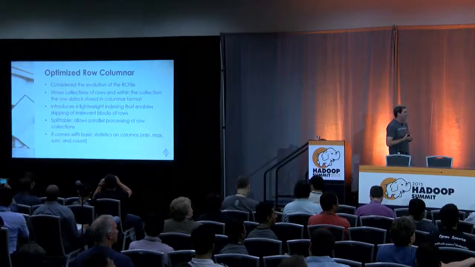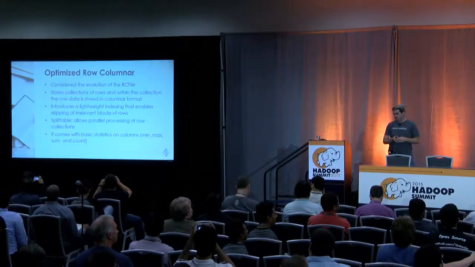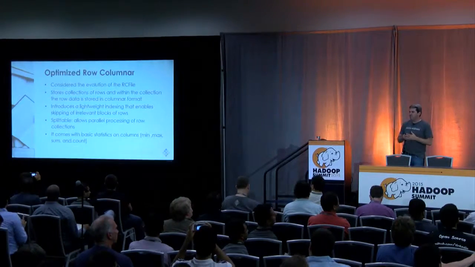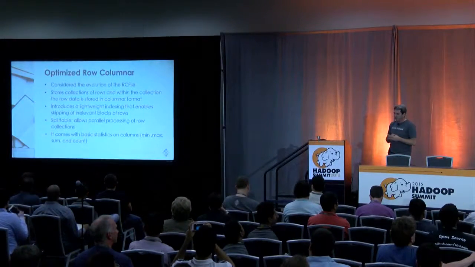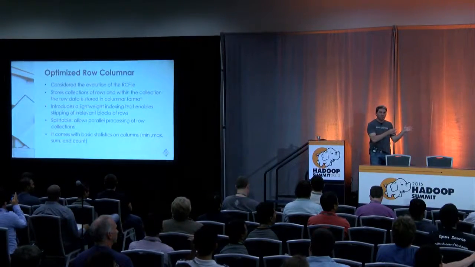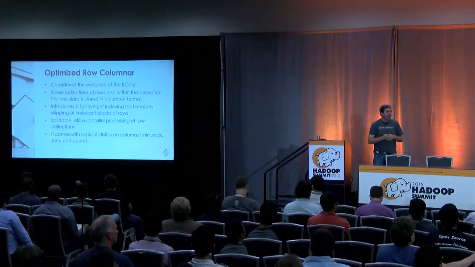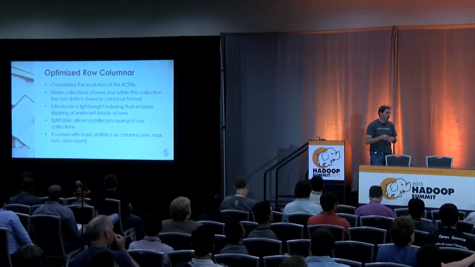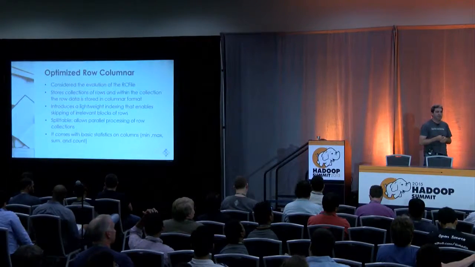right? This is basically the evolution of the RC file, right? Very similar to Parquet in the sense it's columnar. It's very lightweight. In actual fact, it compresses really well. And again, you'll see some of this information later on. And it actually has statistics built into the format. So I can do the simple sum, counts, max and min, et cetera.